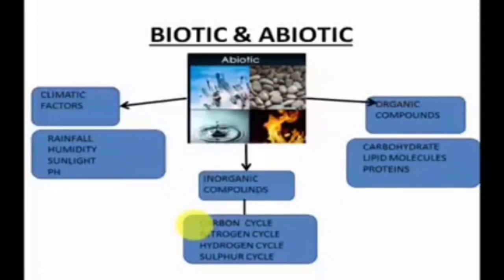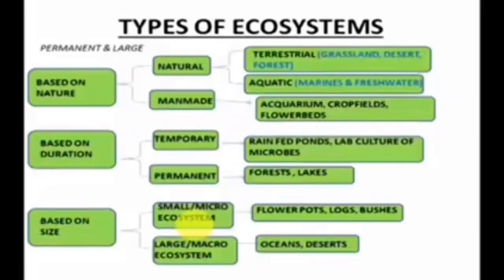Next we are going to go to the types of an ecosystem. The types are majorly classified into three. We have those that are based on nature, those that are based on duration, and those that are based on the size of the ecosystem.